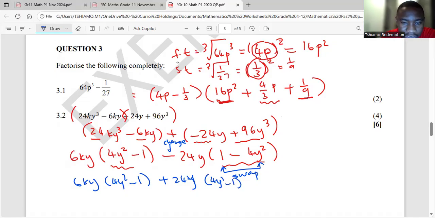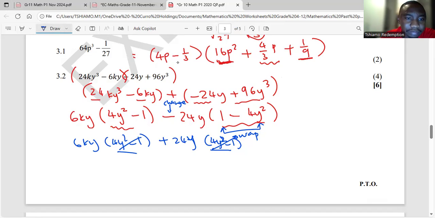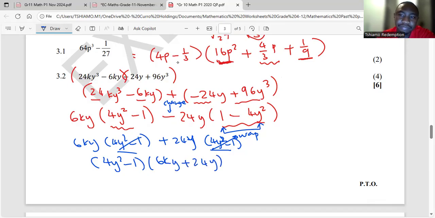Can you see these two brackets are the same? So what do we do? We take out a common bracket, which is what? Just 4y squared minus 1, then group the other two terms together, which is 6ky plus 24y. Now, this is worth 2 marks so far. In each bracket, I can still factorize. So remember, we need to factorize completely.